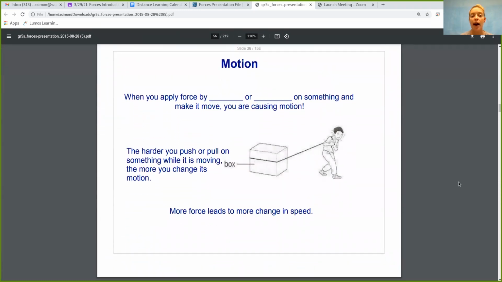Now, when you're applying this force by a push or a pull, you make it move, you're causing the motion. So you applying the force is causing that object to move. Obviously, the harder you push or the harder you pull on something, the more you change its motion, okay? Go ahead and write this down, please. The harder you push or pull on something while it's moving, the more you change its motion.